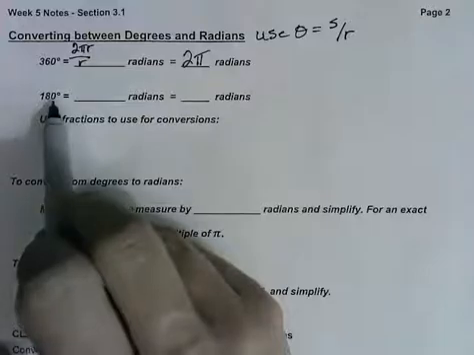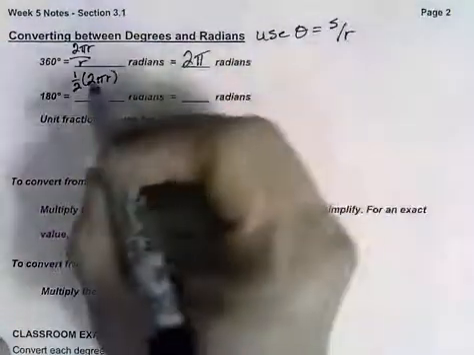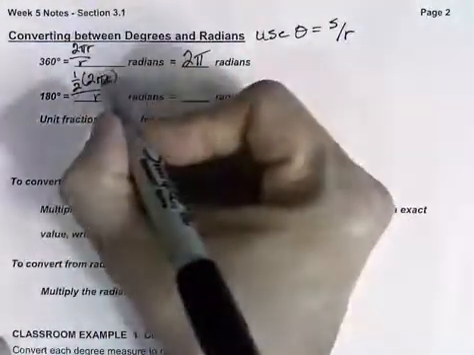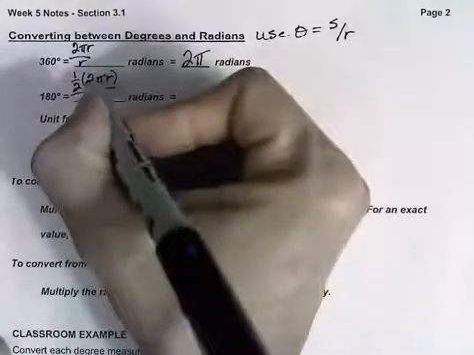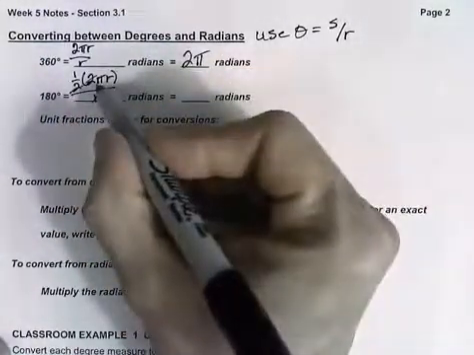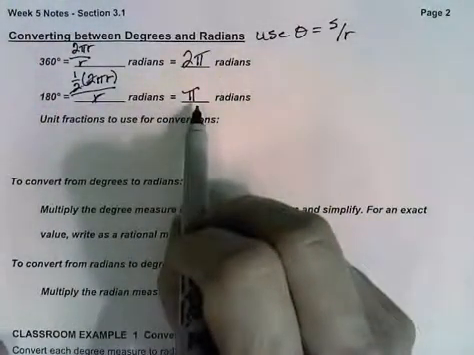180 degrees is half of the circle, so the arc length would be half of this circumference. That means for the s on the top, we'd have 1/2 of 2 pi r, and we have our r on the bottom. If we simplify this, we can cancel out the r's, and we can also cancel out the 2's. Up here, all we have left is pi. So 180 degrees is equal to pi radians.